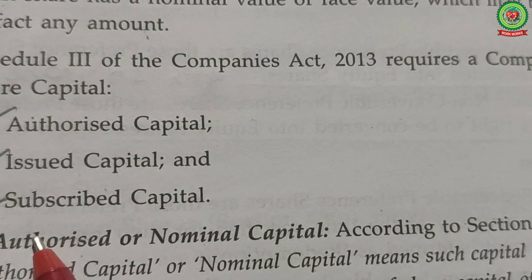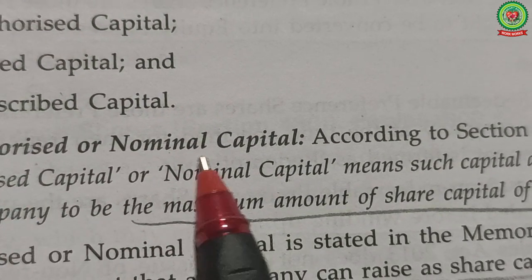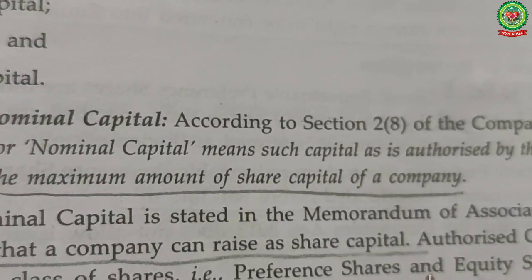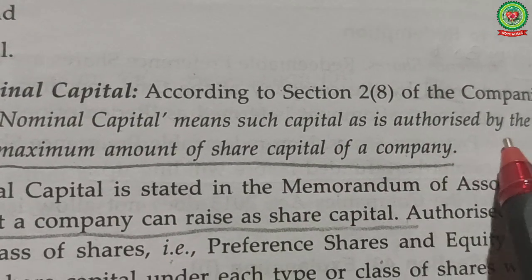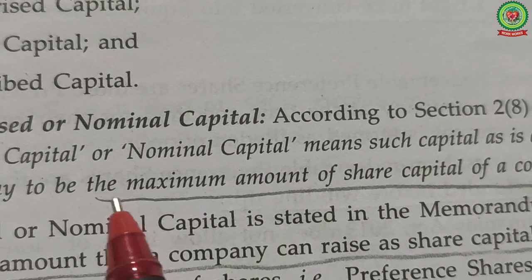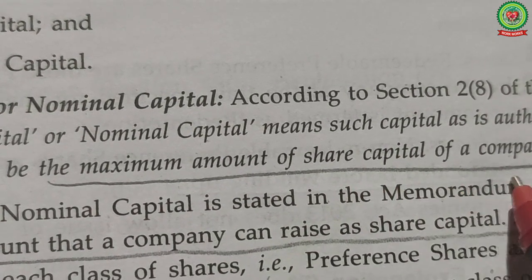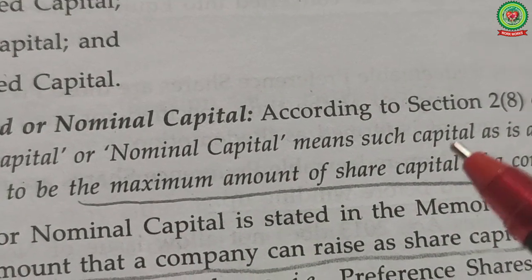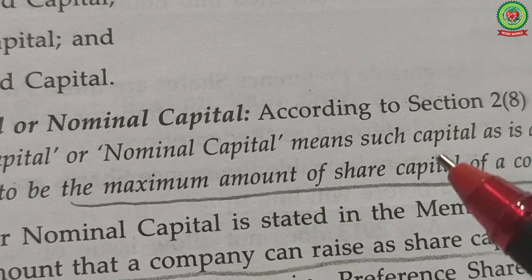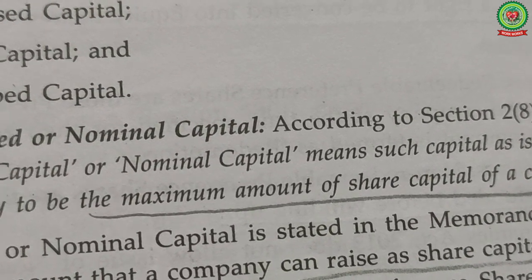Authorized capital, issued capital, subscribed capital. First of all, authorized or nominal capital. What is authorized or nominal capital? It means such capital as authorized by the memorandum of the company to be the maximum amount of share of a company, the maximum amount invested in the company, like 50 lakh. So 50 lakh is your authorized capital.